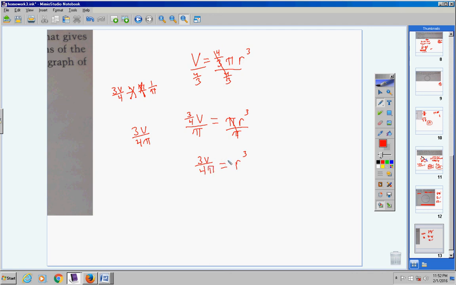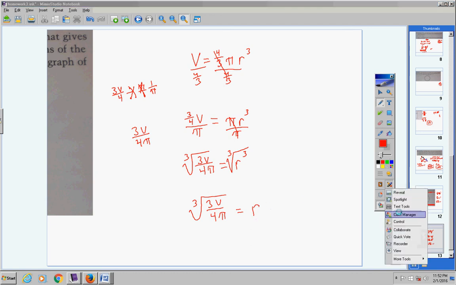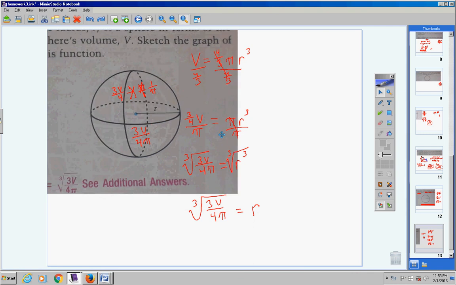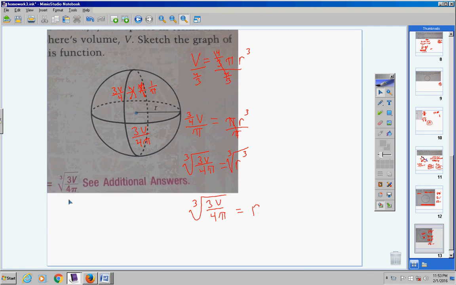Now let's take the cube root of both sides to get r by itself. And I think we're done. We're left with the cube root of 3V over 4 pi equals, well, when you take the cube root of r cubed, you're left with r. So look what I have now, students. I have r all by itself, and V over here. So I have r in terms of V, r in terms of V. And look at the answer right here. There it is. The cube root of 3V over 4 pi.